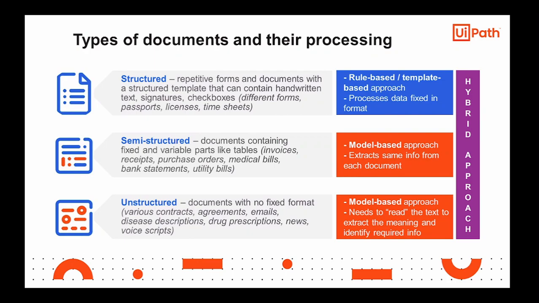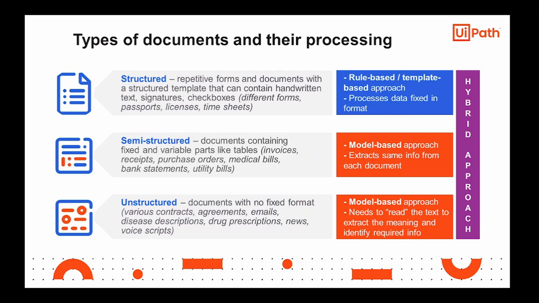As we're going to dive deeper into the product capabilities, it's important to differentiate between different types of documents and different approaches to data extraction. Speaking about types of documents, there are three main types: structured, semi-structured, and unstructured. Structured documents are those repetitive forms and documents with a structured template that can contain handwritten text, signatures, checkboxes. Those will be, for example, different forms, passports, licenses, or timesheets.